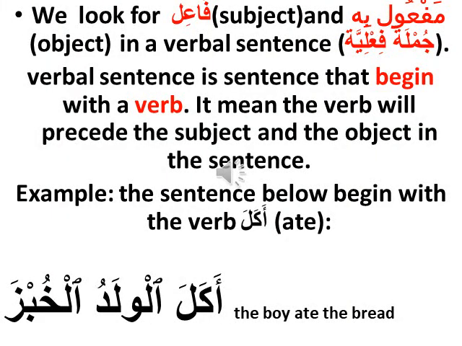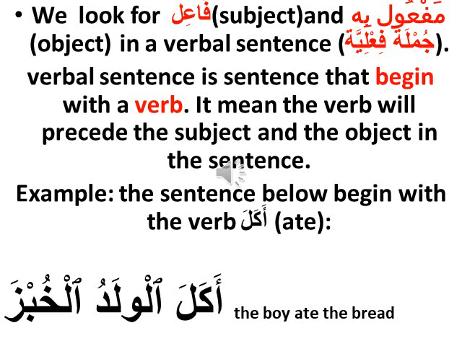We look for the fa'il, subject, and the maf'ul bih, object, in a verbal sentence, jumla fi'liyya. The verbal sentence is a sentence that begins with a verb. It means the verb will precede the subject and the object in the sentence. In other words, the verb will come before the object and the subject.